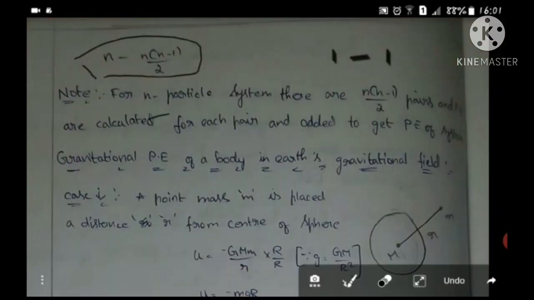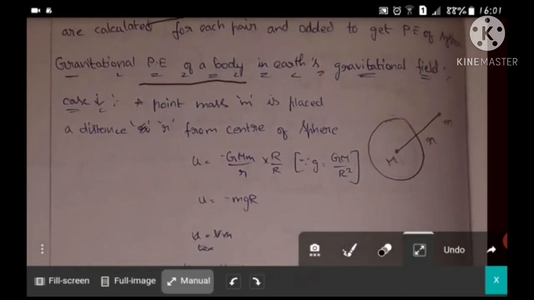And then note, for an n particle system there are n into n minus 1 by 2 pairs, and potential energy is calculated for each pair and added to the potential energy of the system. Gravitational potential energy of a body in Earth's gravitational field.